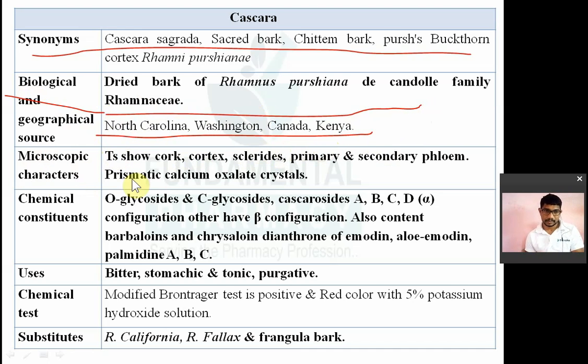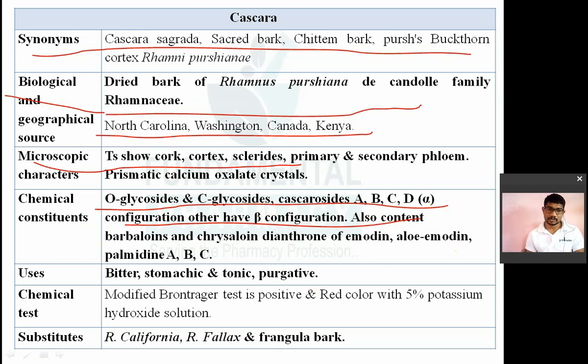It is a laxative, purgative. Microscopic character इसका important नहीं है. Let's remember there is a prismatic calcium oxalate crystal. Chemical constituent: it has C glycosides as well as O glycosides, known as cascarosides A, B, C and D. Amongst these four, cascaroside D will have alpha configuration, and cascarosides A, B, C, these three have beta configuration.